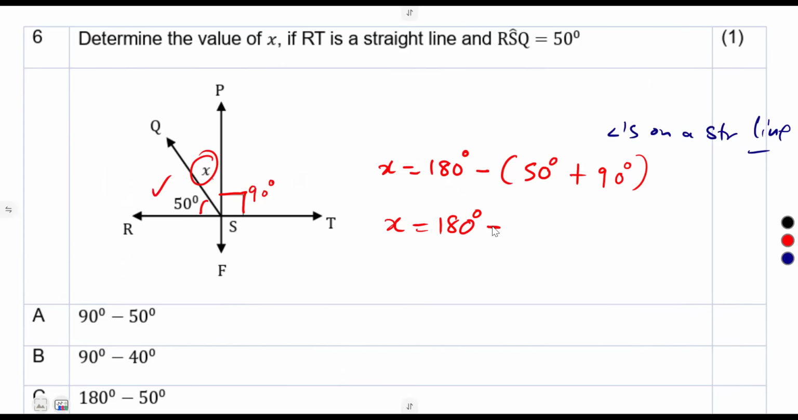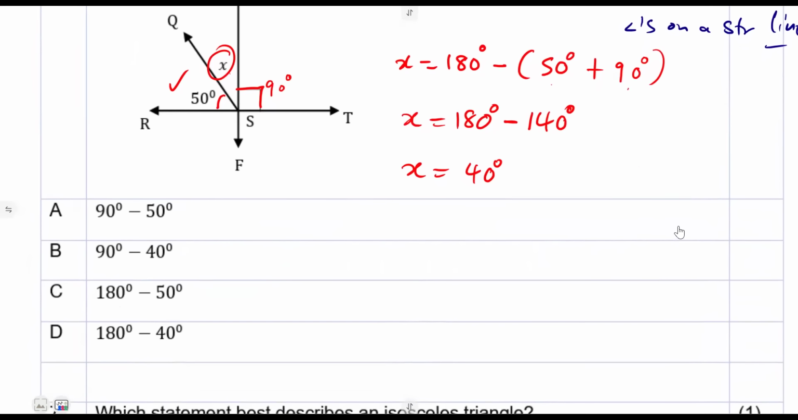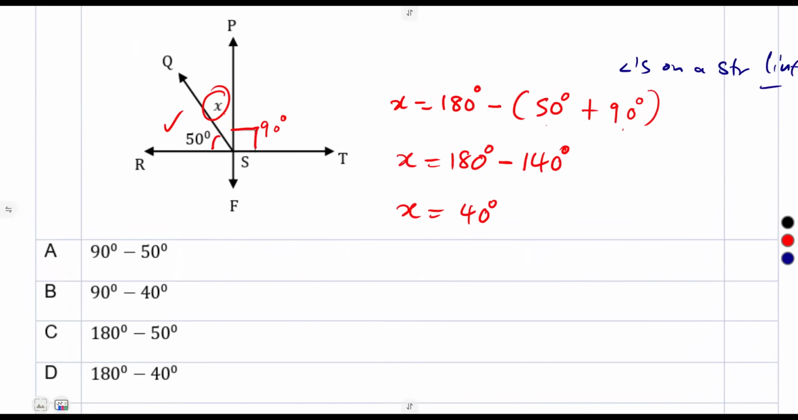All right, so that is it. If we add, that's going to be 140. So x is going to be 180 minus 140, which is going to be what? Which is going to be 40 degrees. But as we can see, they do not have an exact answer to say the answer is 40. They just gave us 90 minus this. So we just have to figure out which one is correct.